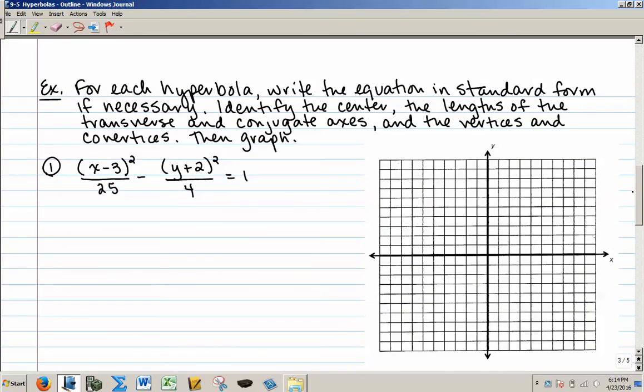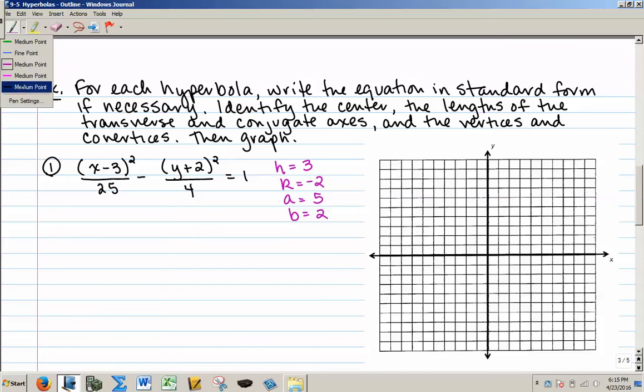So let's try a couple examples here. For each hyperbola, write the equation in standard form if necessary. Identify the center, the lengths of the transverse and conjugate axes, and the coordinates of the vertices and covertices, and then graph. Well, we're lucky this one is already in standard form. So as we did with the ellipse, we're just going to identify some of the values here. My h is 3, my k is -2, my a is 5, and my b is 2. Remember, it's x minus h, so that gives me 3, and y minus k, so y minus -2 is y plus 2. A is the square root of the number underneath x. B is the square root of the number under y.